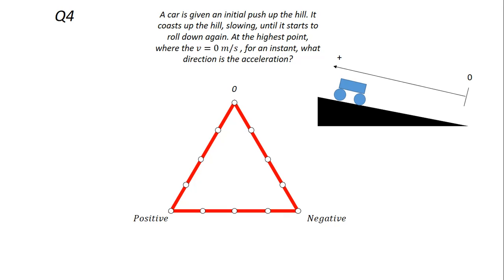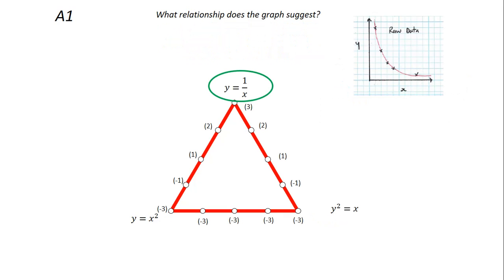Answer number 1. Okay, that's an inverse graph. We know an inverse graph is a 1 over x relationship, so that's 3 points for that one.